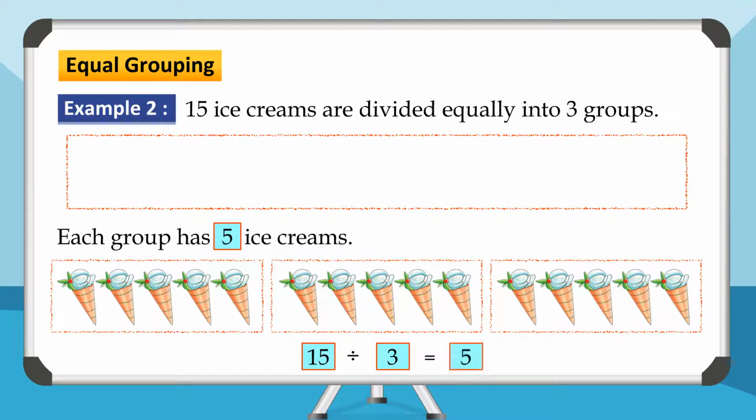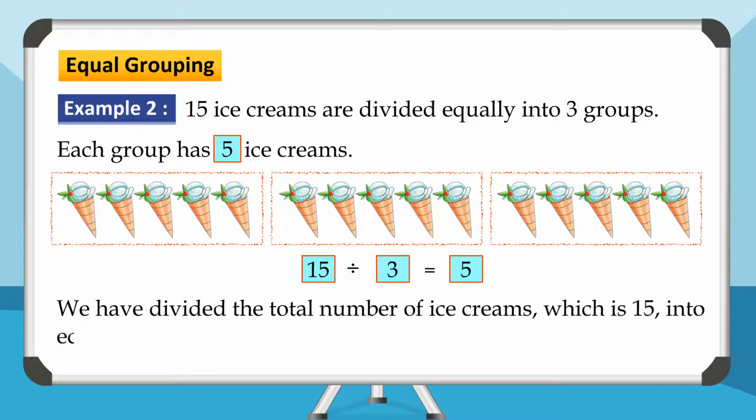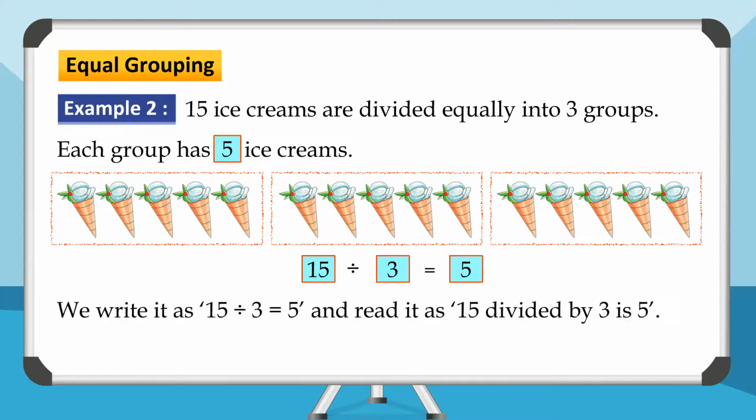15 divided by 3 is equal to 5. We have divided the total number of ice creams, which is 15, into equal groups of 3. We write it as 15 divided by 3 is equal to 5 and read it as 15 divided by 3 is 5. 15 divided by 3 is equal to 5 is a division fact.